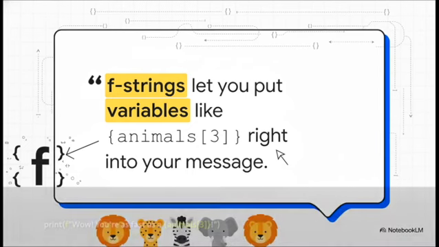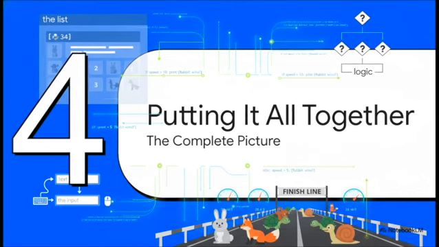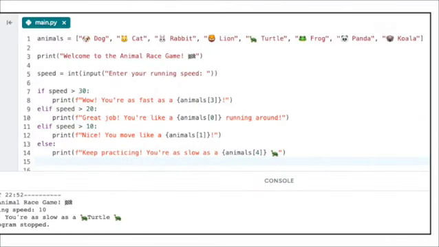So we've looked at the pieces, right? We've got the list, the user input, and the logic. Now let's just zoom out and put it all together to see the whole program run. And here it is again, the whole shebang. It's actually a pretty elegant flow when you see it all at once. It sets up the list of animals, it asks the player for their speed, and then it uses that if, elif, else logic to check that speed and print out a result. That's it. That's the entire game.